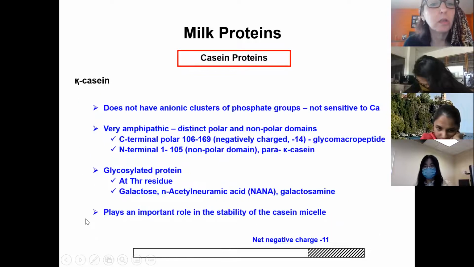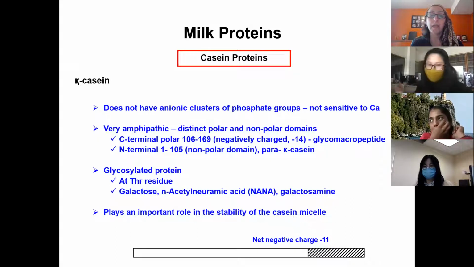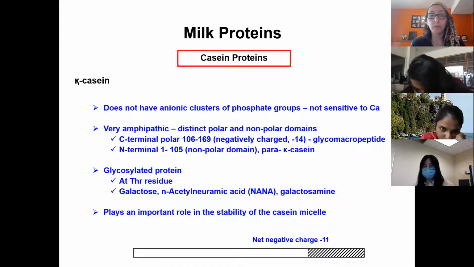Okay, so kappa casein, it is also very amphiphilic, but it's not sensitive to calcium, so it doesn't have phosphorylated groups. It has carbohydrate groups, and its C terminal in this case is highly charged, and it's glycosylated mostly at threonine residues. And these are the different carbohydrates that would be found on the kappa casein.